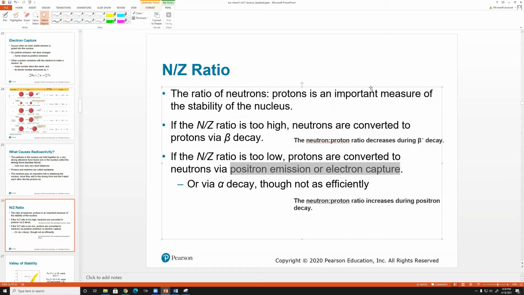So also in this little writing here, I say the neutron-proton ratio decreases during beta decay. If it's too high, we want it to get lower. How do we get it lower? Decreasing neutrons by increasing protons, so converting from neutrons to protons, because we can't change the mass. We just have to go from one to the other. And the opposite is true if N over Z is too low: we have to increase it. How do we increase it? Get rid of the protons, add to the neutrons. How do we do that? Positron emission or electron capture.